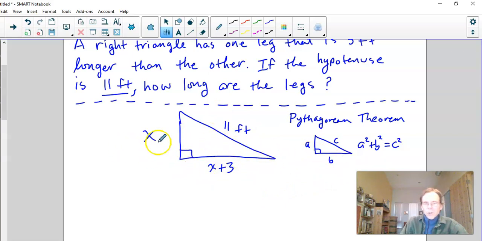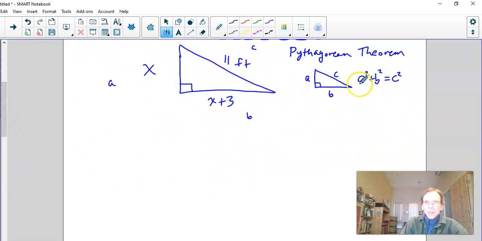Just looking at these two triangles, it looks like our x is like the A, the x plus 3 is like the B, and the 11, the hypotenuse, is C. Okay, so let's apply this Pythagorean theorem to this. So we're going to get x squared plus, and then B is this binomial, x plus 3. I'm putting it in parentheses because we have to square the whole thing. And that's going to equal the C squared, which here is 11. So 11 squared.